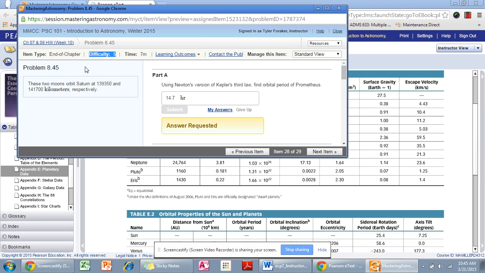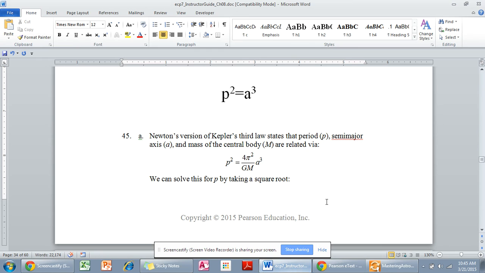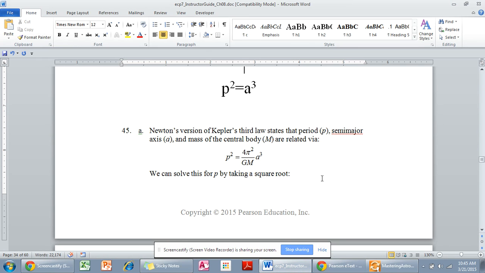In addition, I'll extend a little bit of time as well in mastering astronomy so that you can make your way through this assignment. So I'm going to guide you through, and you can obviously see part A's answer there, but I'll guide you through so you can understand how this equation works.